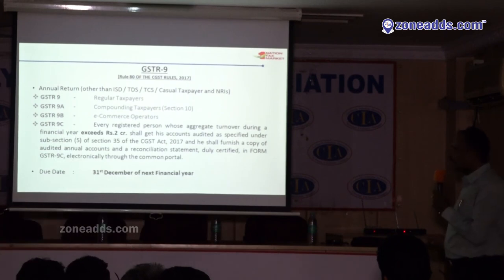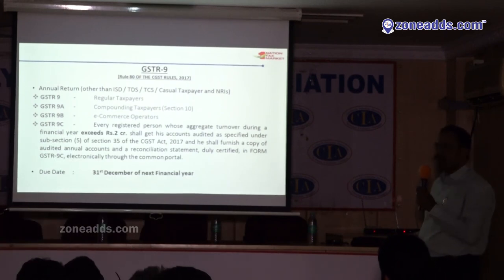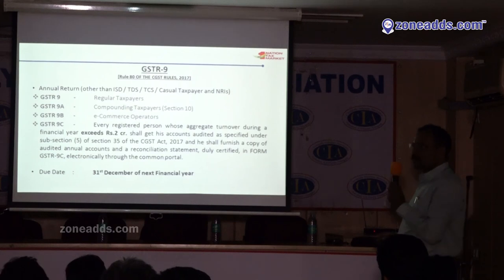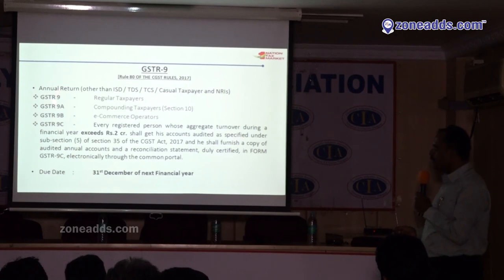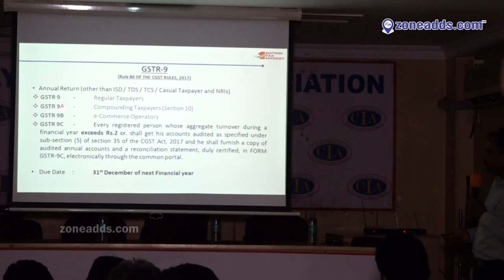So GSTR 9 is the annual return. I told you, the annual return has to be filed by 31st December, subsequent to the closing of the financial year. There are different types of annual returns. GSTR 9 is for regular taxpayers, 9A is for compounding taxpayers, 9B is for e-commerce operators, and 9C is the auditor certificate.